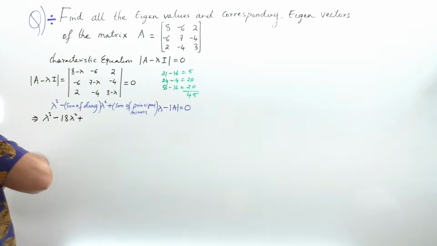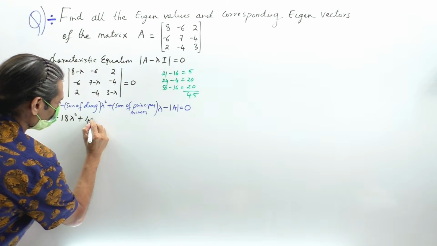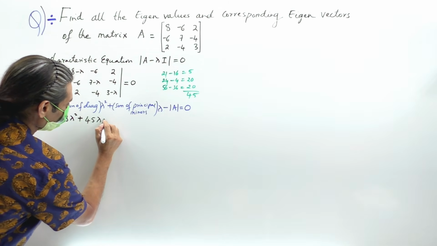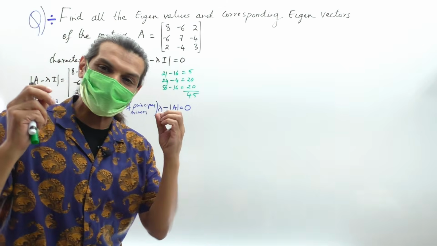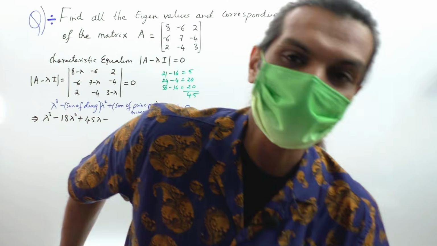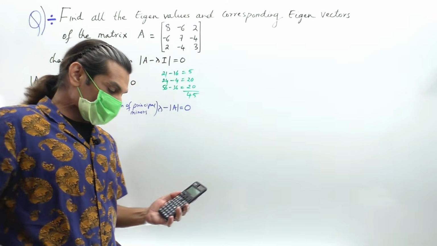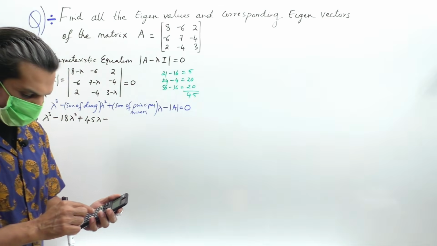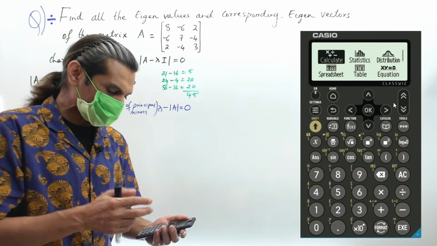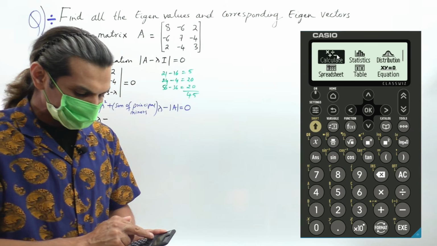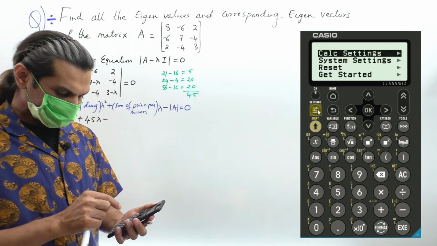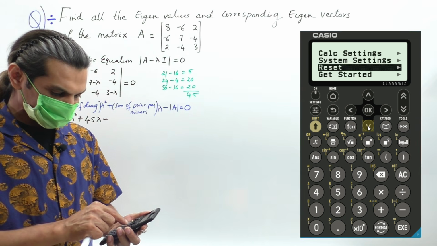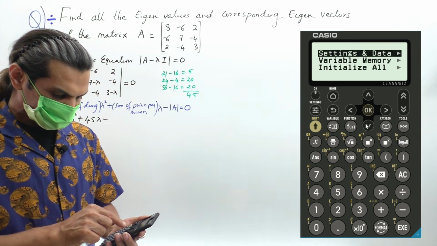So plus 45 lambda minus determinant of A. It's better to make use of a calculator. Don't take any risk, make use of a calculator. I show here, I have the FX 991 CW. You can try with your other calculator also. As usual, we go to home and go to calculate. Go to settings and do the reset, the best practice. Initialize all.